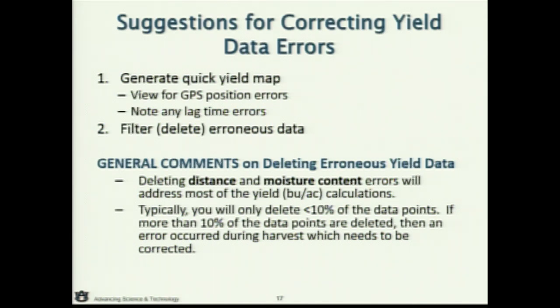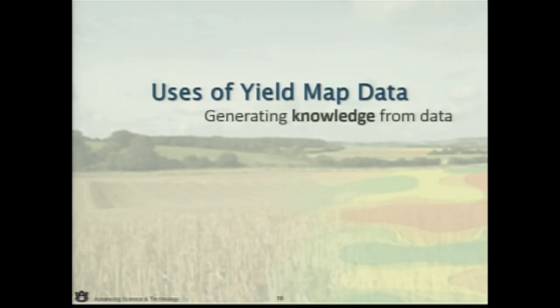And most of the time in our examples, you're going to delete less than 10% of the data points out there. And so you're not really changing anything. Our rule of thumb is if you're deleting a lot more than 10%, there's a problem on the harvester itself. There's something you probably need to look into on the yield monitoring or the harvester itself if you start to get a high percentage of deleting data. So that's just a good rule of thumb.